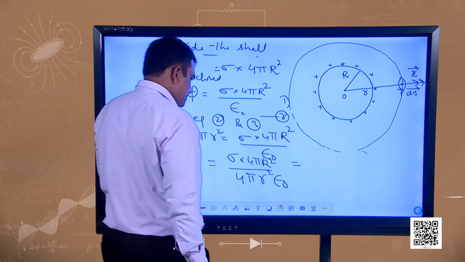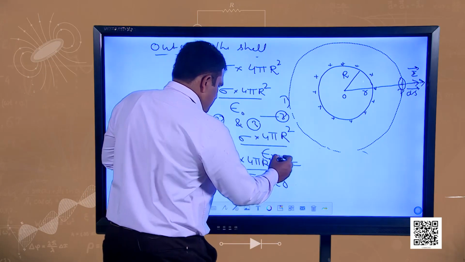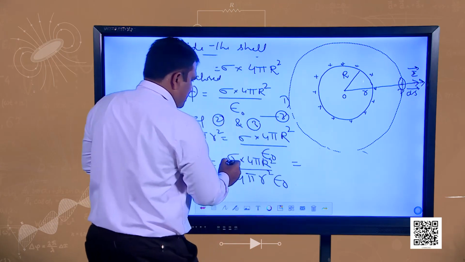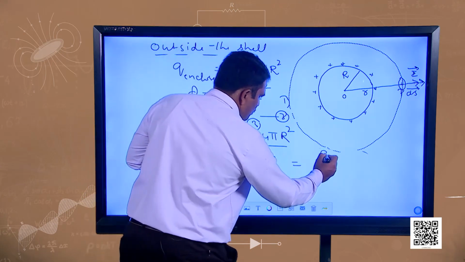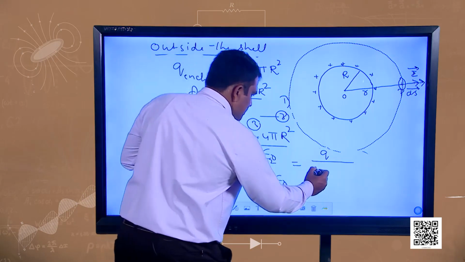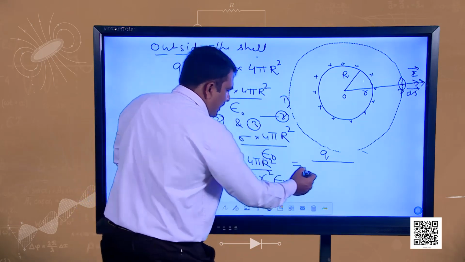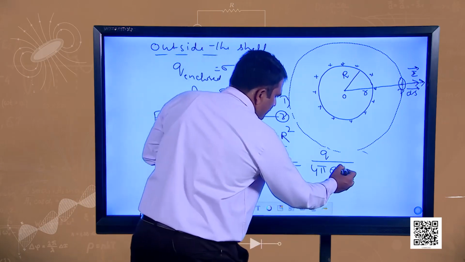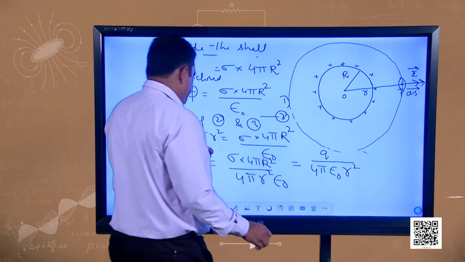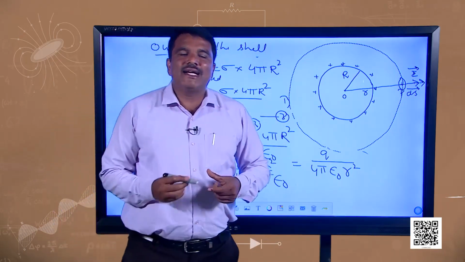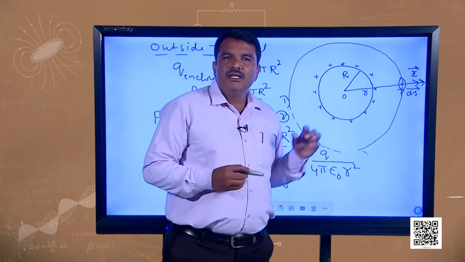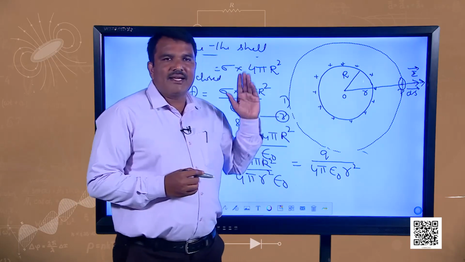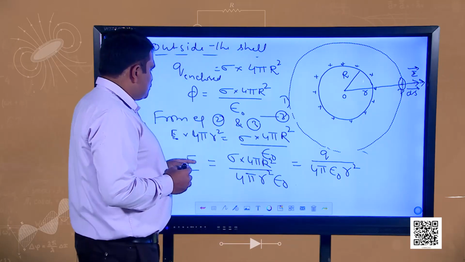So we get sigma into 4 pi R square is q, and by reshuffling it, you can write q divided by 4 pi epsilon naught multiplied by r square. So this is the magnitude of electric field at any point P which is lying outside the uniformly charged spherical cell. So this is the magnitude part.